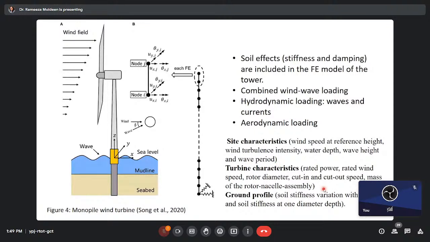Then coming to the turbine characteristics: the rated power, rated wind speed, rotor diameter, cut-in and cut-out speed, and mass of the rotor nacelle assembly. These are some other turbine characteristics. And the ground profile, where the soil stiffness varies with depth. We have the PY curves and TZ curves to calculate the stiffness and damping of the piles.